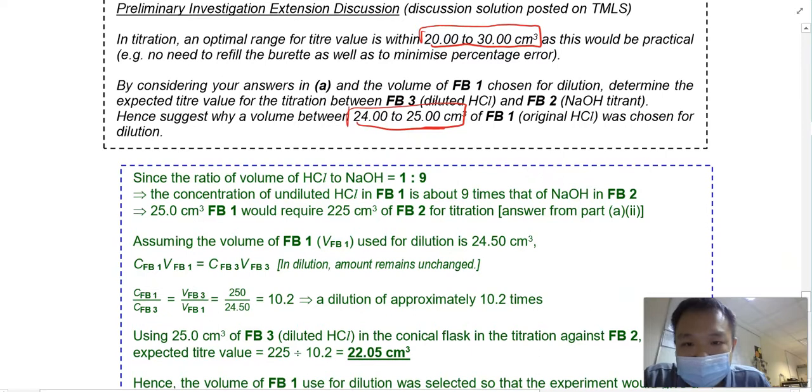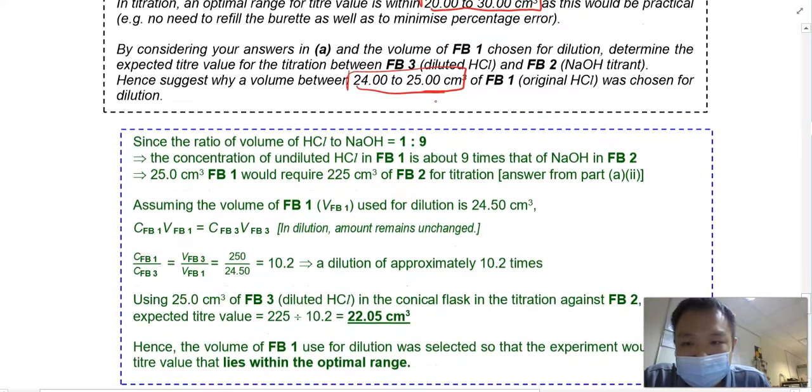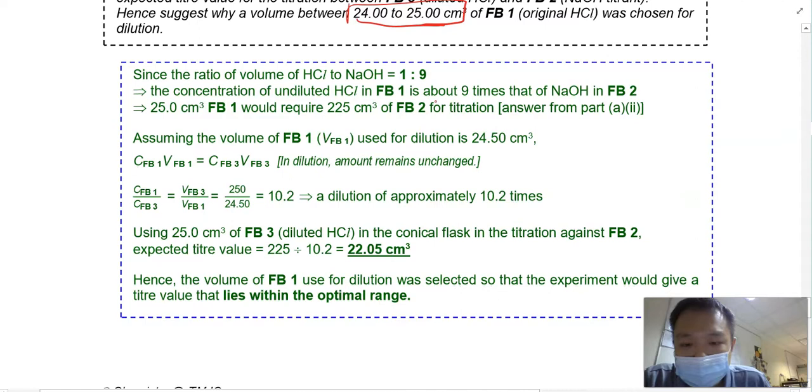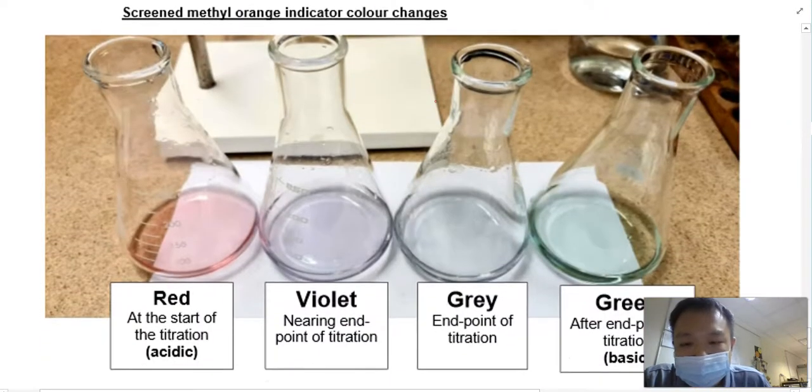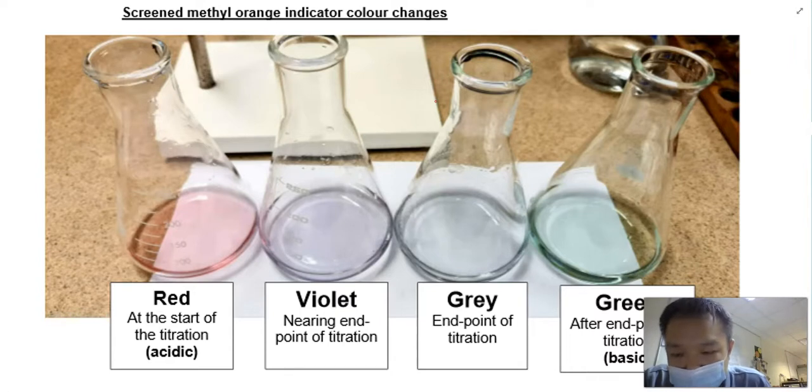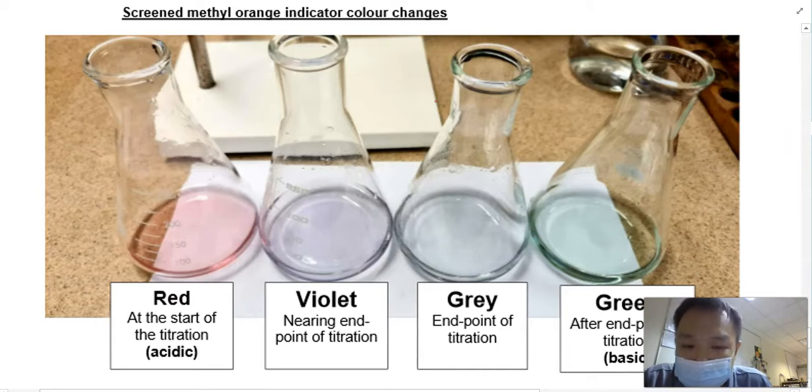By considering the answer in A, the volume of FB1 chosen for titration, determine the expected titer values. Expected titer value is about 22. Over here again is the screened methyl orange indicator color change. We have red at the start of titration, given the context that it's acidic because you have your HCl present in the conical flask. Take note the starting color may change depending on what's in the conical flask. Typical color transition: if you start from acid, it will become violet, and then you reach grey at the end point.